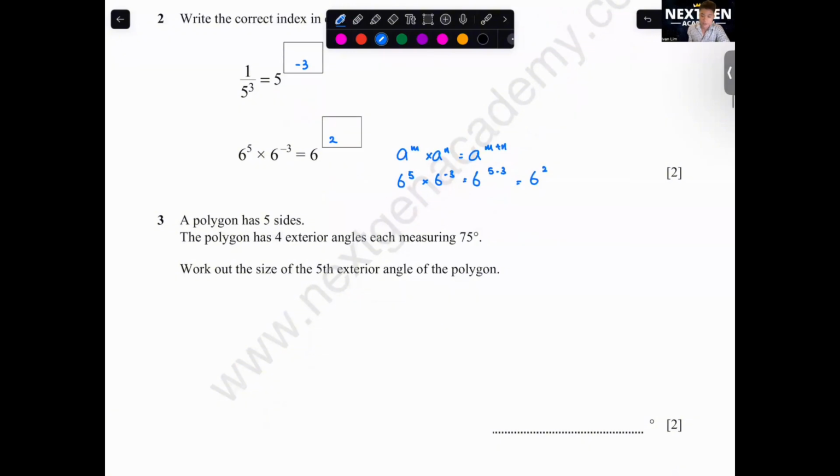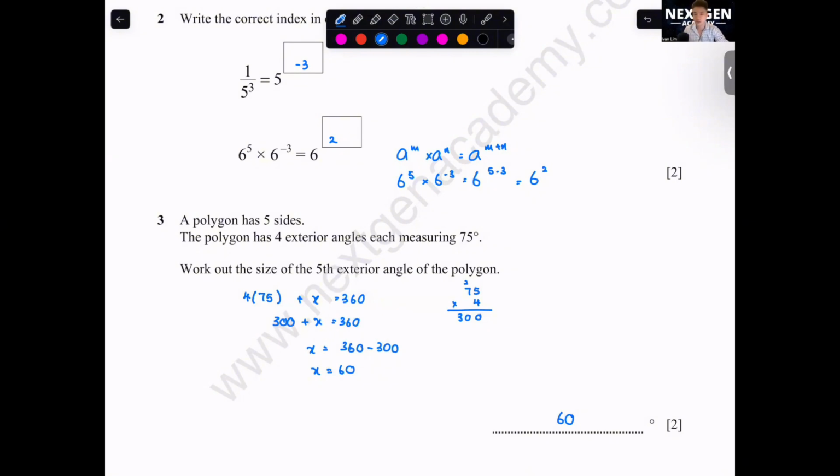So, we've got 5 sides. 4 of them are 75. So we've got one more. So 4 times 75 plus the 5th one. Let's call the 5th one x, is equal to 360 degrees. And then we solve for this over here. What will be your answer here? Is it 60? So 75 times 4 is 300. So 300 plus x equals 360. X equals 360 minus 300, which is 60 degrees.